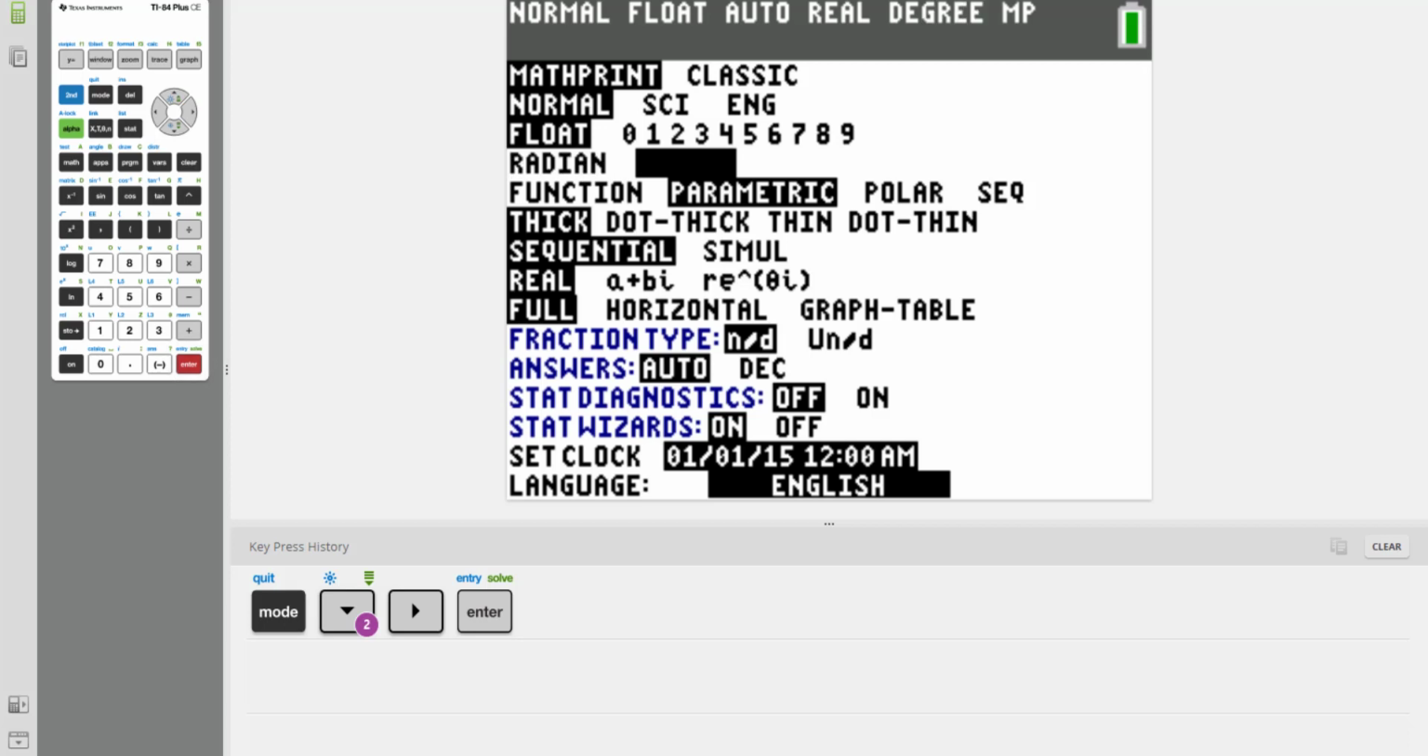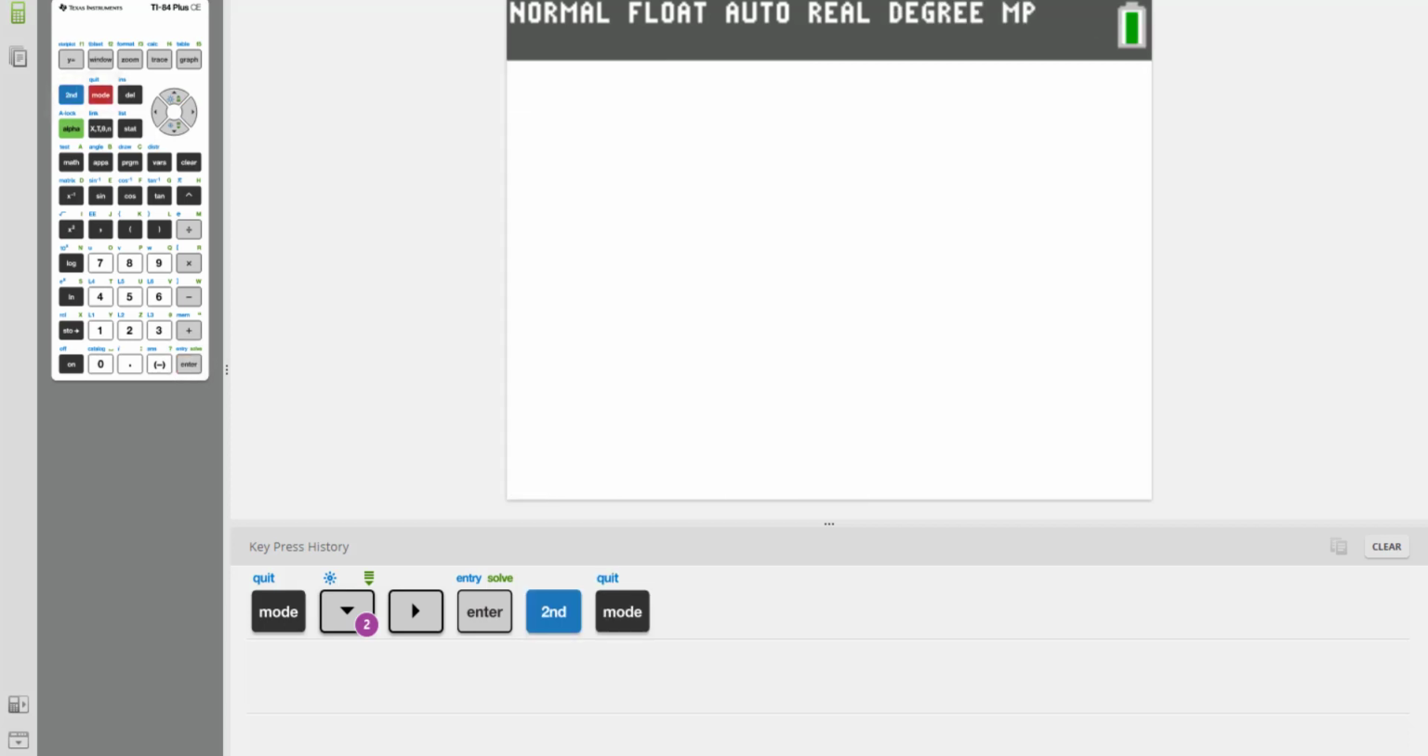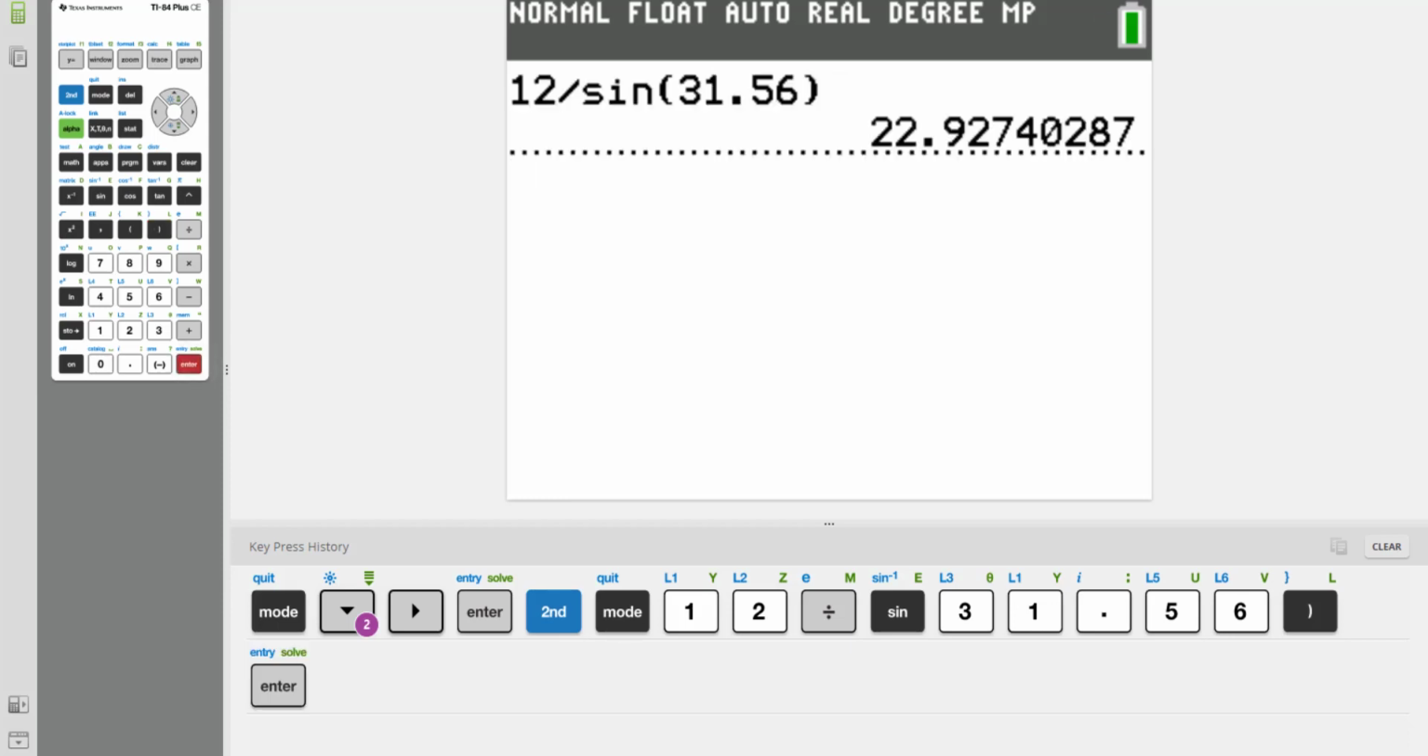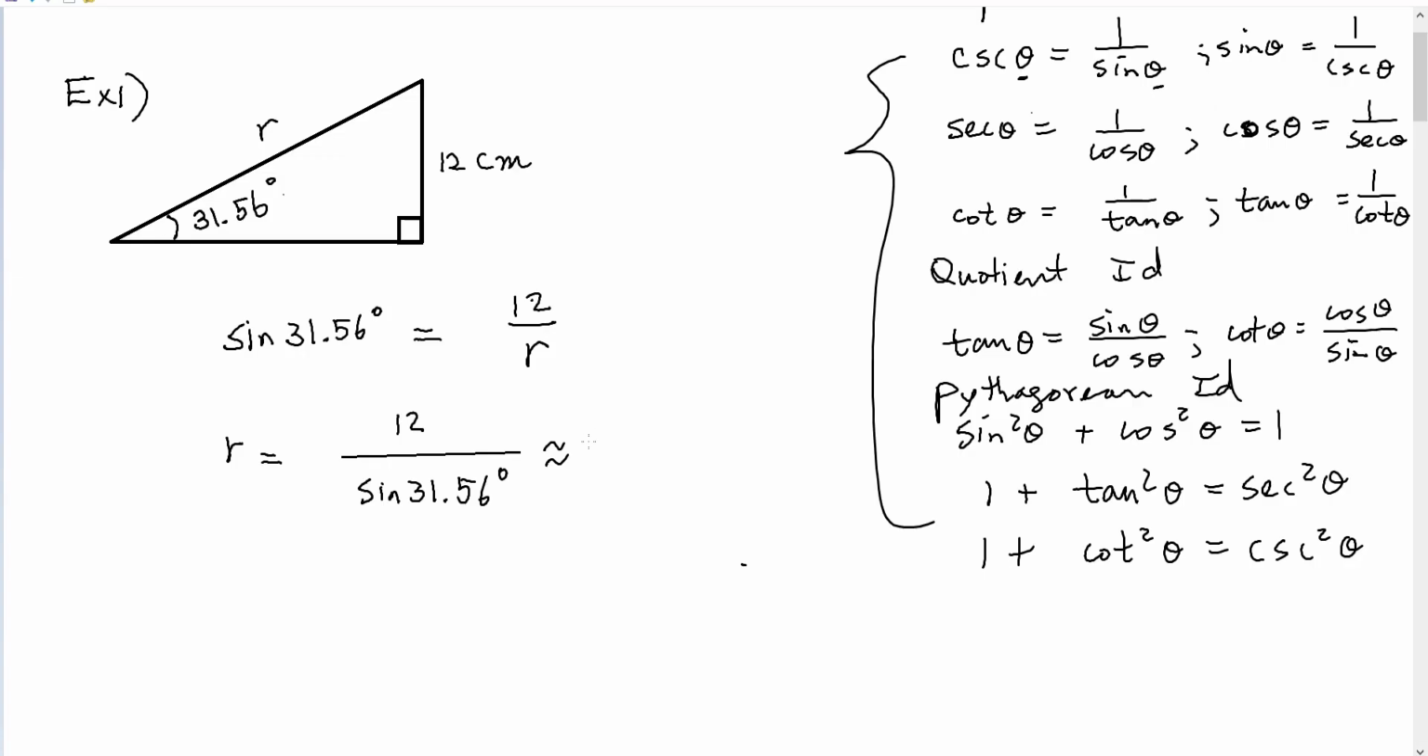And so enter, and then I'm going to use second quote. And I have 12 divided by sine 31.56 degrees. You don't have to write degree. We are in degree mode, so the calculator will not write the degree unit, but you should write it. And so 22.927 approximately, that's centimeters. And don't forget to write the unit. Is it okay?